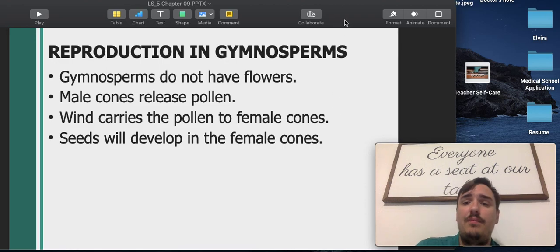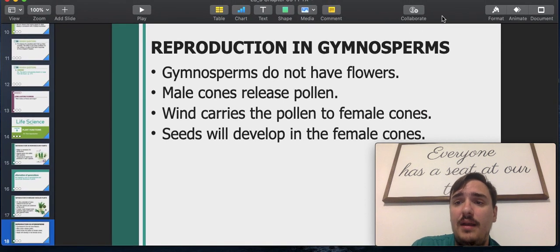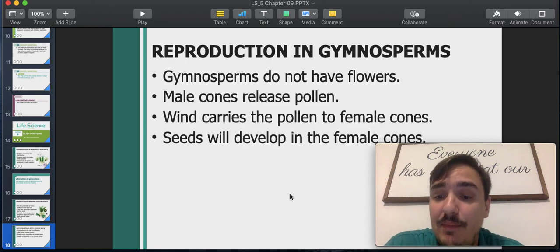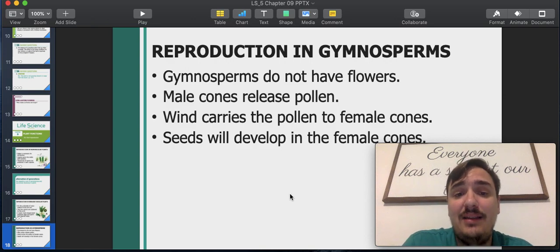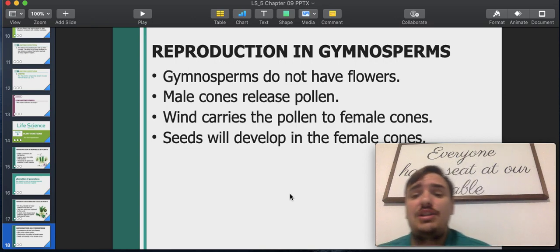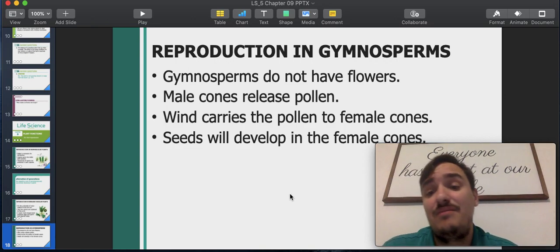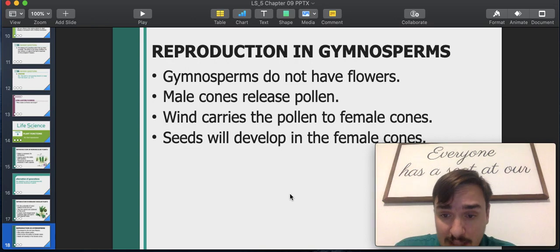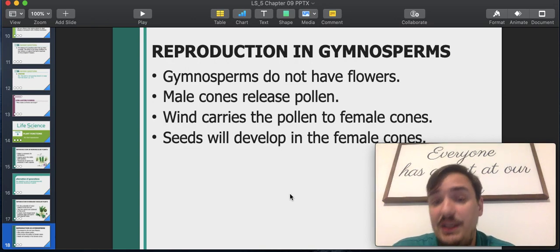Then you have the reproduction of the gymnosperm. Now, gymnosperms are plants that rely on cones, so they do not produce flowers. And because of that, they cannot attract insects. Right? So they cannot attract insects for pollination. So what they do is they actually have two different types of cone: a male cone and a female cone. The male cone is responsible for producing the pollen, and the female cone produces the seed.